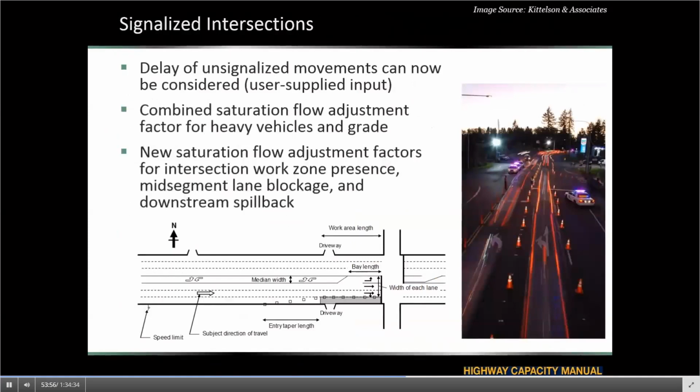Zooming further into the signalized intersections, so we went from the larger urban street facility to the shorter urban street segments, now to the individual intersection. We can now explicitly consider the delay of unsignalized movements at a signalized intersection.